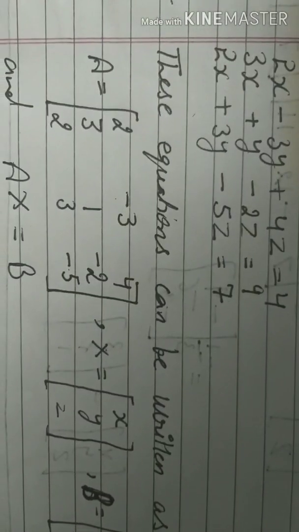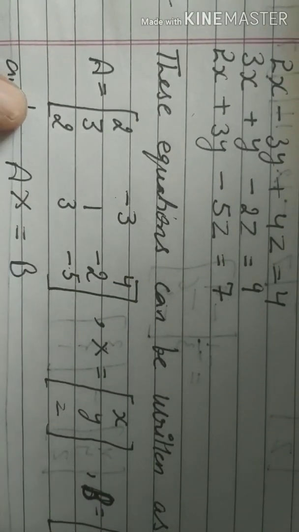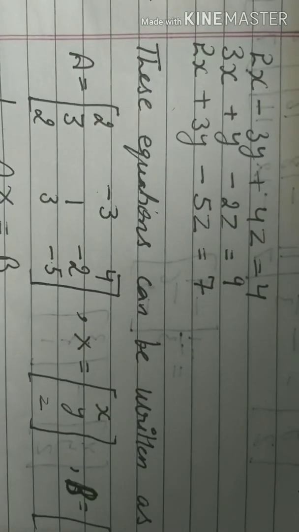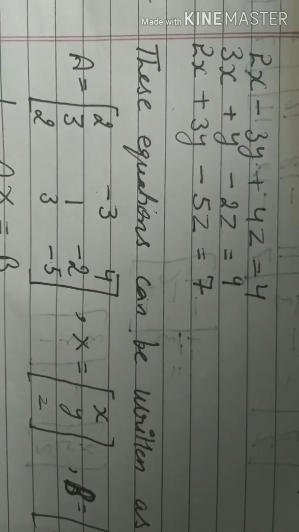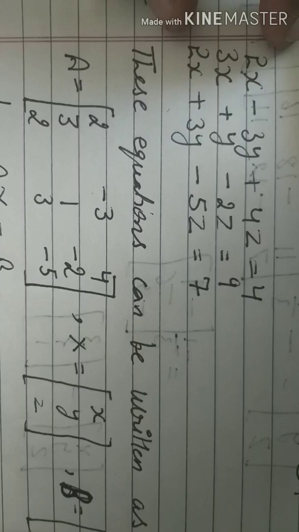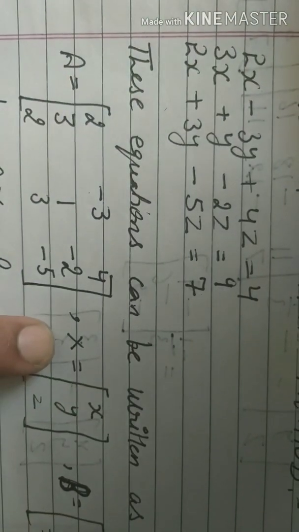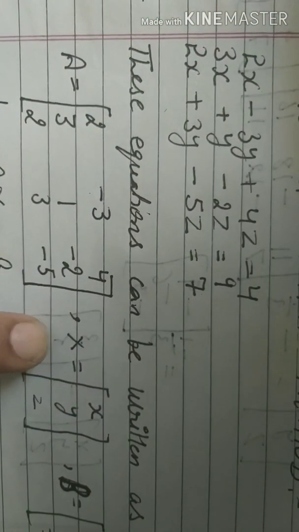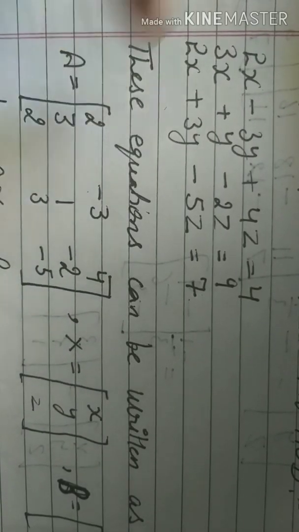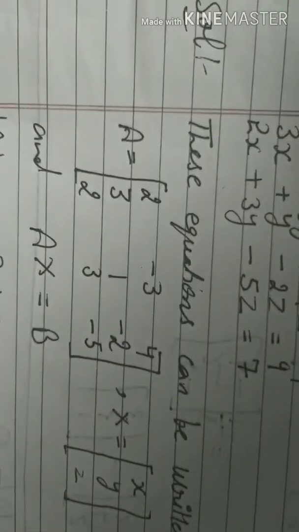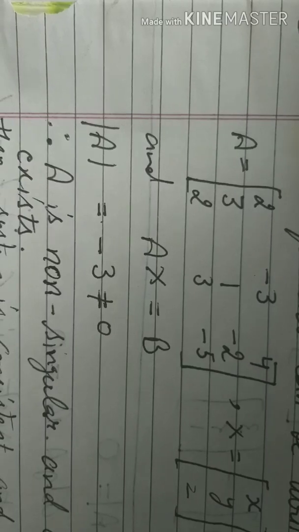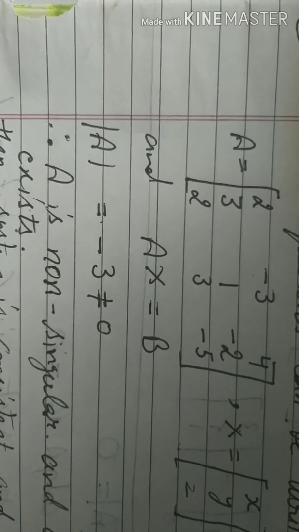Clear? We always write the matrices this way, and if AX equals B, and we solve it, we get these equations. If we multiply A into X matrix and put it equal to B matrix, after simplifying we get these equations. Clear? After that we find the determinant of A by using the expansion method.